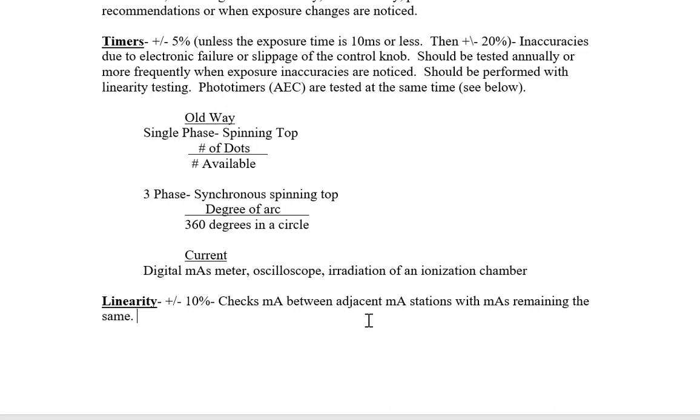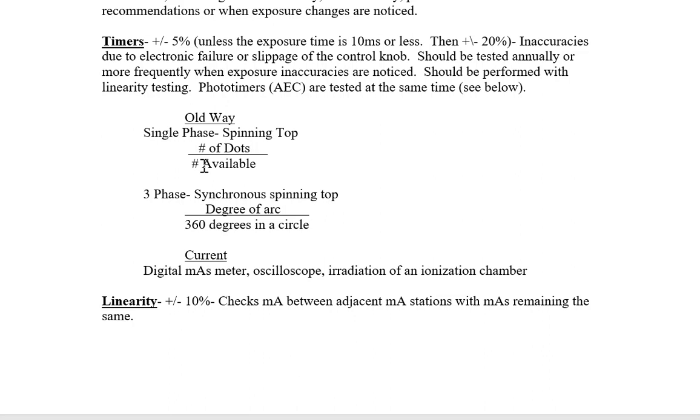Linearity is a check of adjacent mA stations, the accuracy of mA stations. And they have to be within plus or minus 10% of adjacent mA stations. So kVp, timers, and linearity all have to be tested at the same time. Pretty much all of these QA tests are going to be tested at the same time.